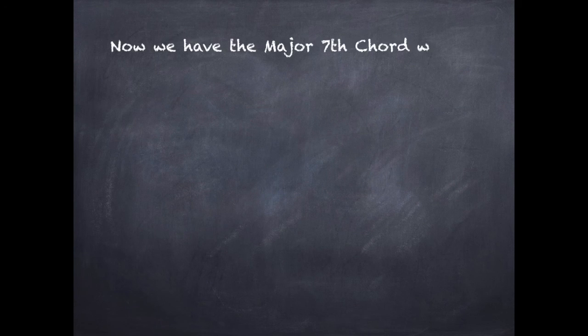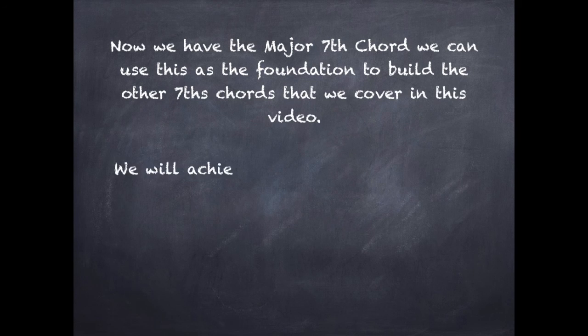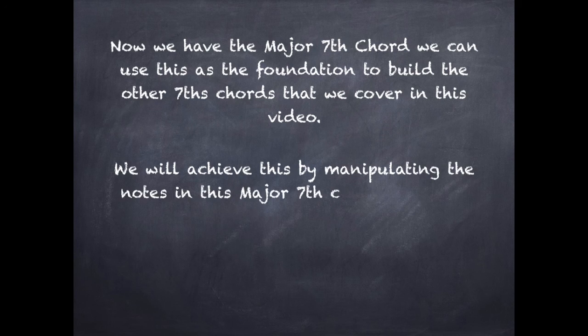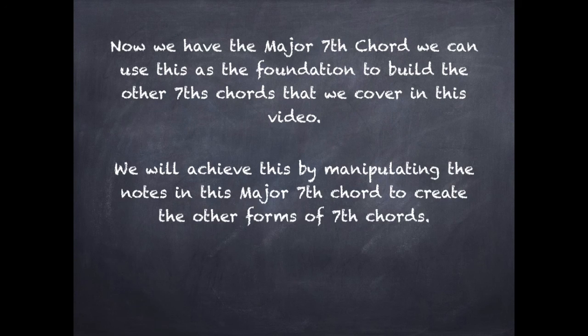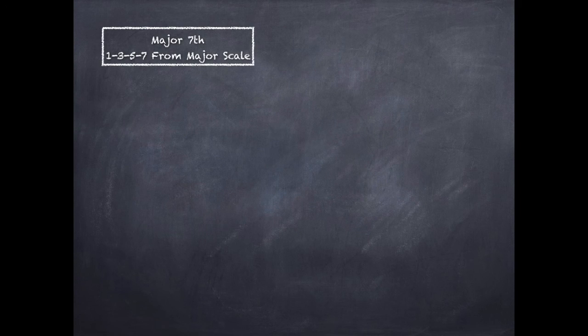Now that we have this major seventh chord, we can use this as the foundation to build the other seventh chords that we cover in this video. We can achieve this by manipulating the notes in the major seventh chord to create other forms of seventh chords. To outline this, we will use the following formula flow map. As you can see, a major seventh chord takes the 1, 3, 5, and 7 from the major scale.